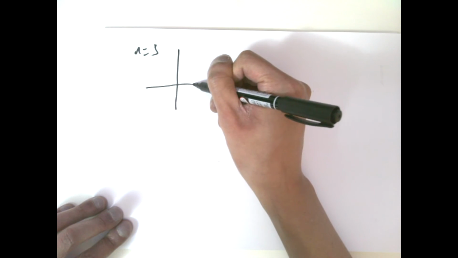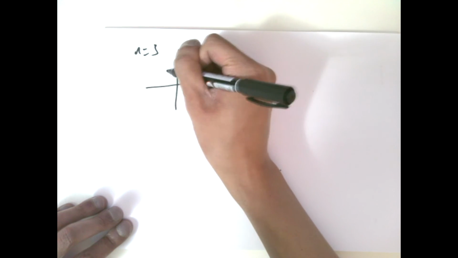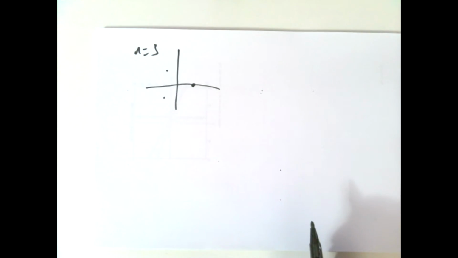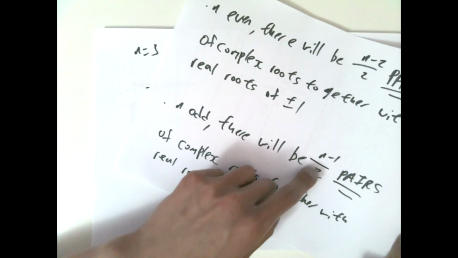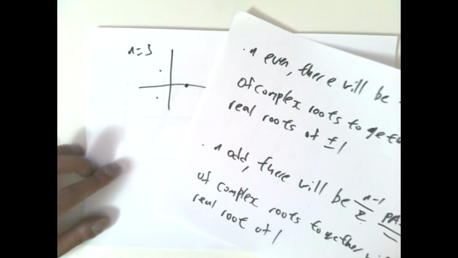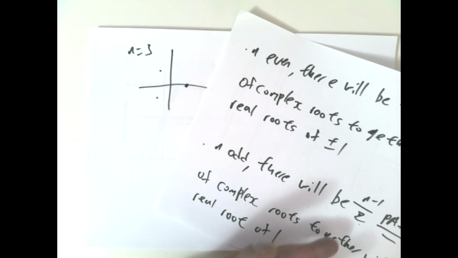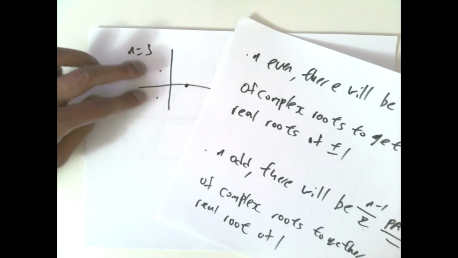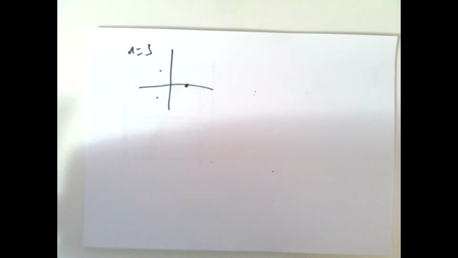The cube roots of unity, the roots are going to be the real root and the two complex roots. And if n was odd, there will be n minus 1 on 2 pairs of complex roots. So what is 3 minus 1? 2. And what is 2 on 2? 1. There's one pair of complex roots.